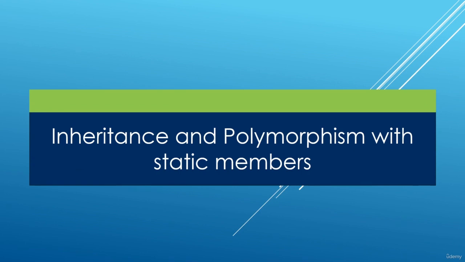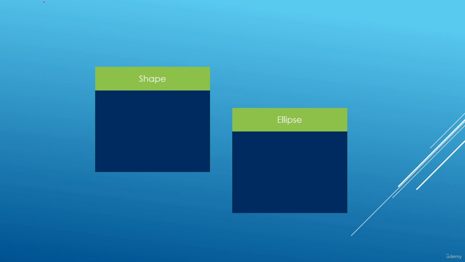In this lecture, we're going to explore how inheritance and polymorphism play out with static members that we have in our classes. And we're going to be using this inheritance hierarchy here. Our base class is going to be shape. We're going to inherit from that and create an ellipse class. Let's look at some code here.